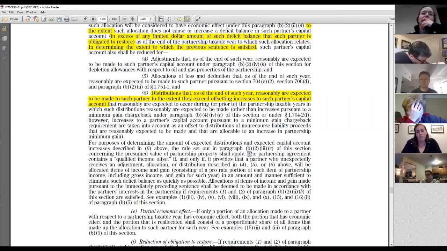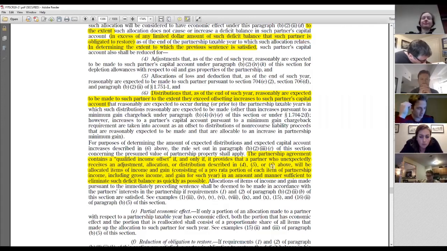And the QIO says, here's the definition. The partnership agreement contains a QIO if and only if the partnership agreement provides that a partner who unexpectedly receives an adjustment or distribution in 6 will then be allocated items of income and gain in an amount and manner sufficient to eliminate such deficit amounts as quickly as possible. So again, if they expectedly received it, we should have dealt with it up front, created a cushion. But now it unexpectedly happened, and so we couldn't create the cushion. We didn't know it was going to happen.